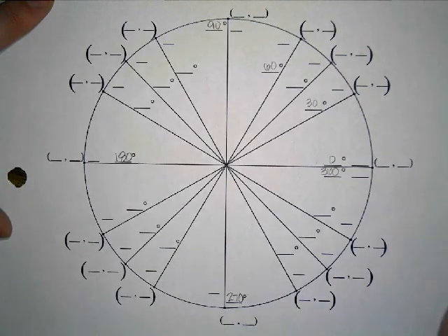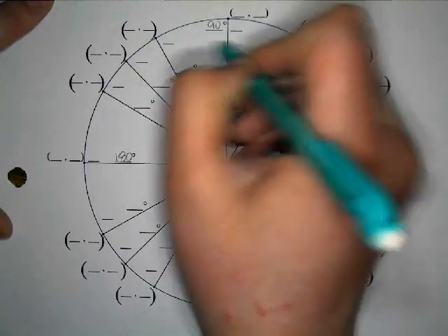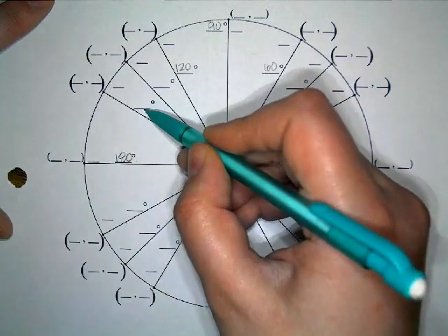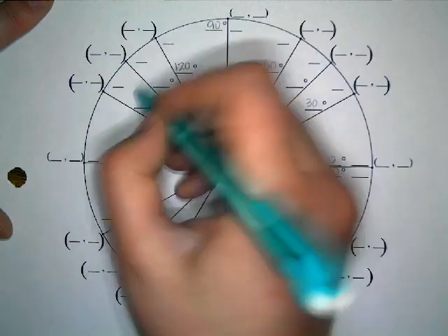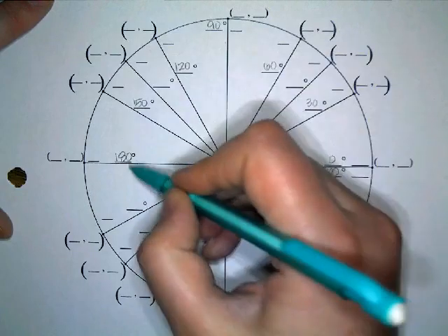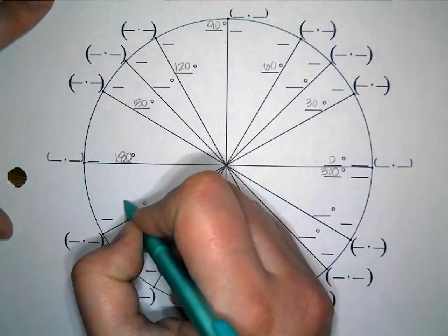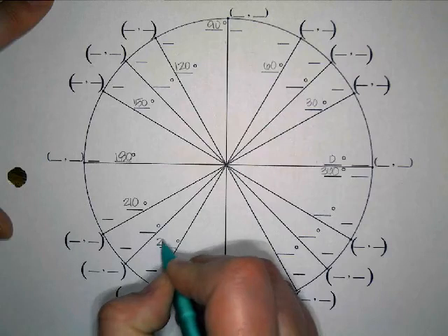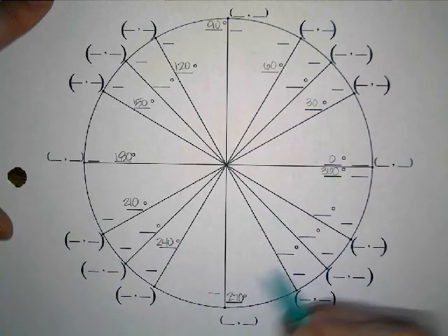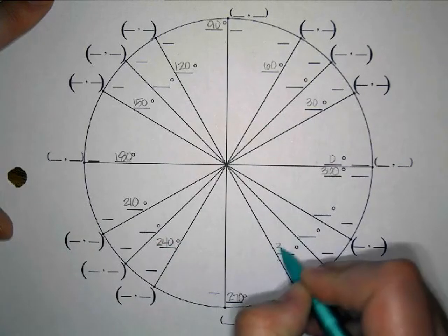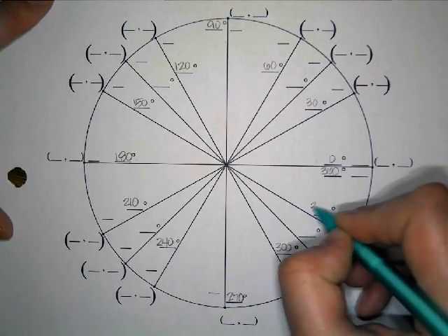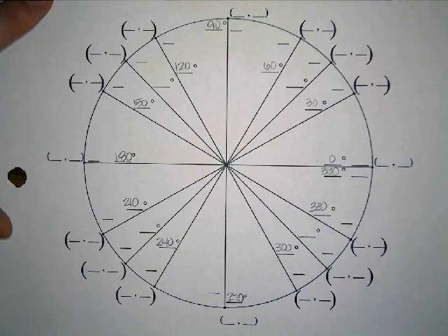What else do we have? We've got forward 30 degrees, so that's 120. We got backwards 30 degrees, so that's 150. And forwards 30 degrees is 210. Backwards 30 degrees is 240. Okay. Forwards 30 degrees, 300. Backwards 30 degrees, 330. Okay.